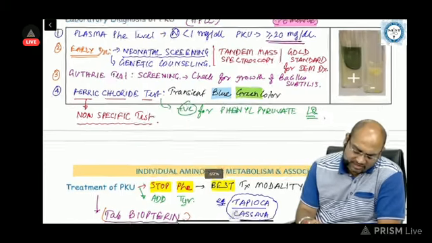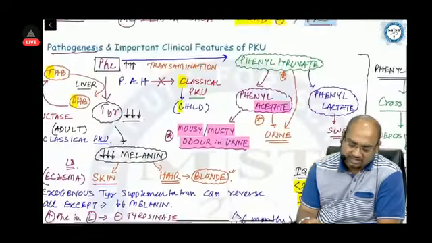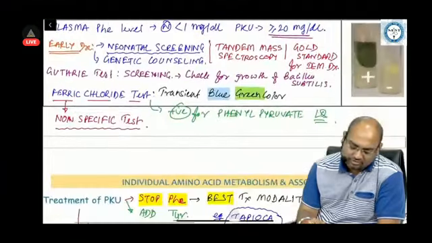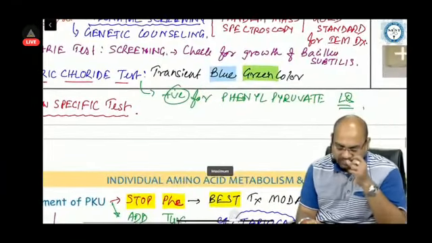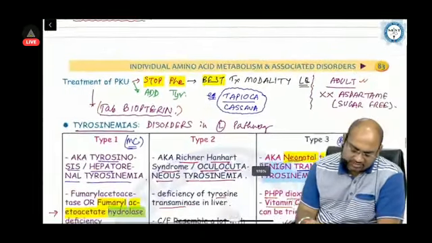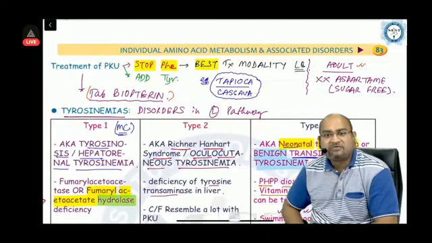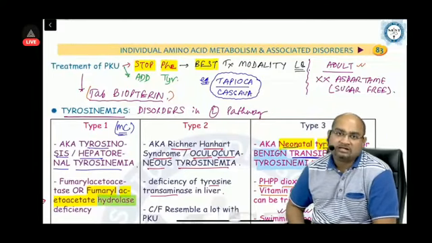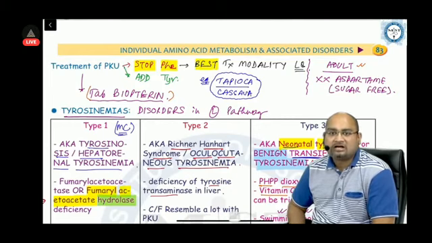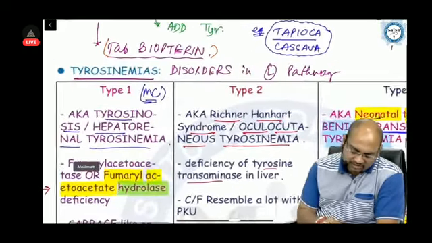A question has come: ferric chloride test is positive for phenyl pyruvate. Phenyl acetate gives you a mousy or musty odor in urine. Phenyl pyruvate that can also come out in urine can make the ferric chloride test positive. Best treatment of PKU, my dear friends, we can remember, is to stop phenylalanine in the diet rather than adding tyrosine. Tapioca, cassava can be given in adults. Aspartame should be avoided. Along with that we can go for tablet biopterin.